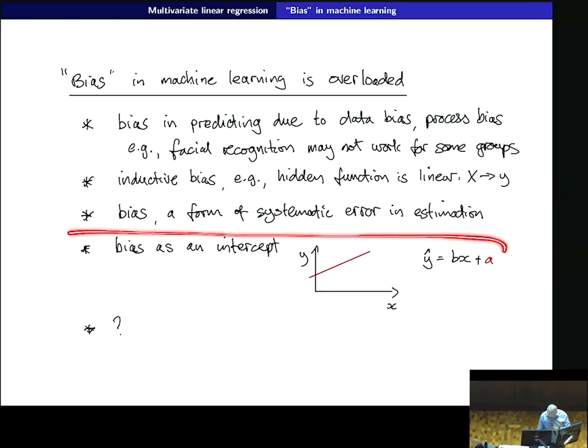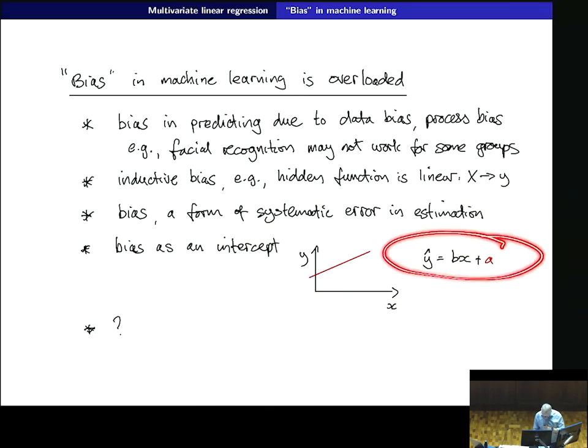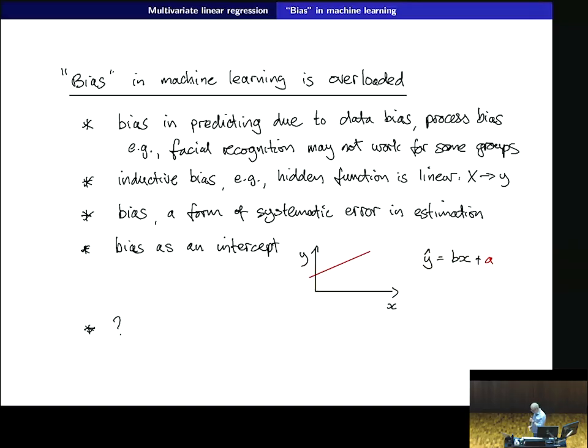There's a fourth kind of bias, which is sometimes, if we just think in the context of linear regression, we have y hat equals bx plus a, and a is sometimes referred to as the bias term, particularly in neural networks. But it just means the intercept or the offset. For linear regression, we can remove that by just setting things to 0, as we said.